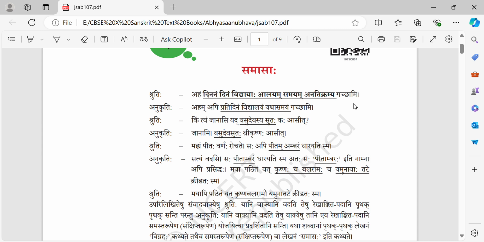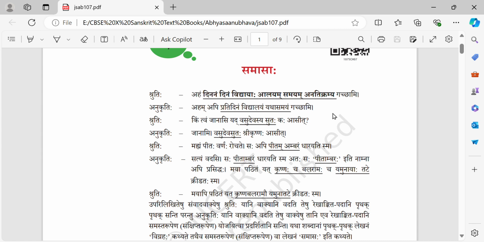So samasaha, ityatra sankshepaha ityarthaha. Sankshepaha means brief, like a formula, a combined formula. For example, a plus b whole square is one formula. So pratidinam is like one formula. If you split that, it is a square plus 2ab plus b square, as we know in mathematics. Pratidinam is split like this. Vidyalayam is split like this. Yatha samayam is split like this.